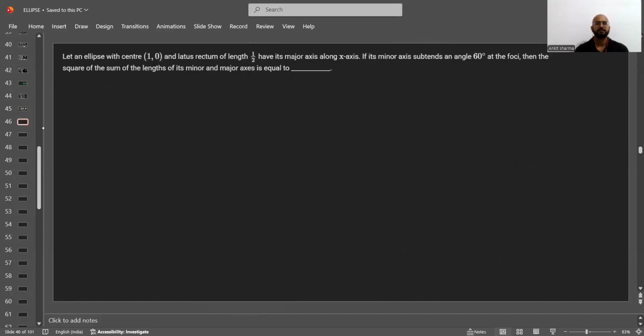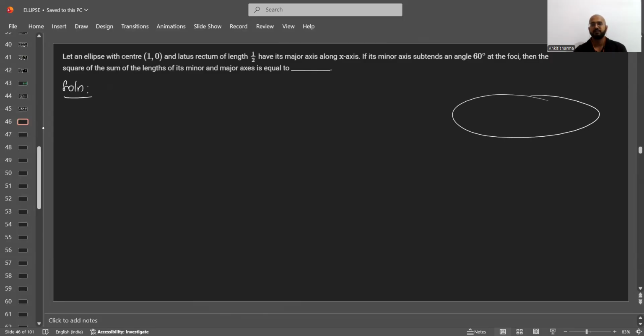Coming to the next. Let an ellipse with center 1 comma 0 and length of latus rectum 1 by 2 have its major axis along the x-axis. If its major axis subtends an angle 60° at the foci, then the square of the sum of length of its minor and major axis is what? All right.